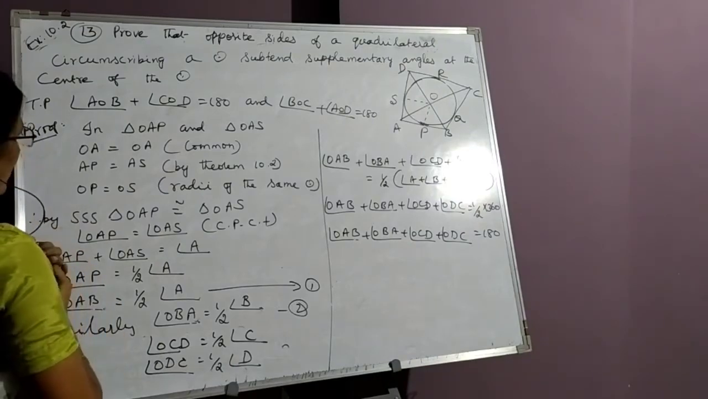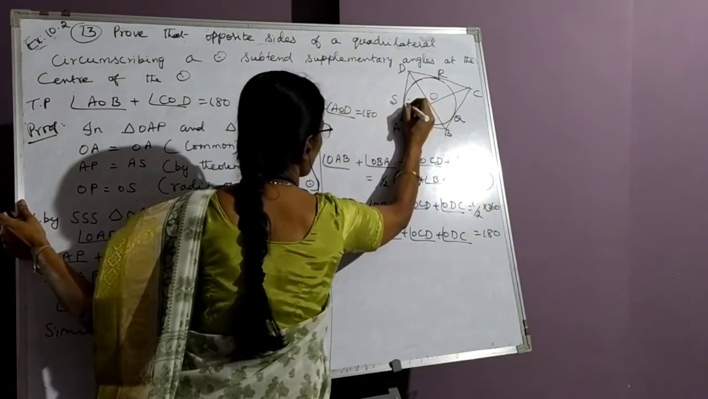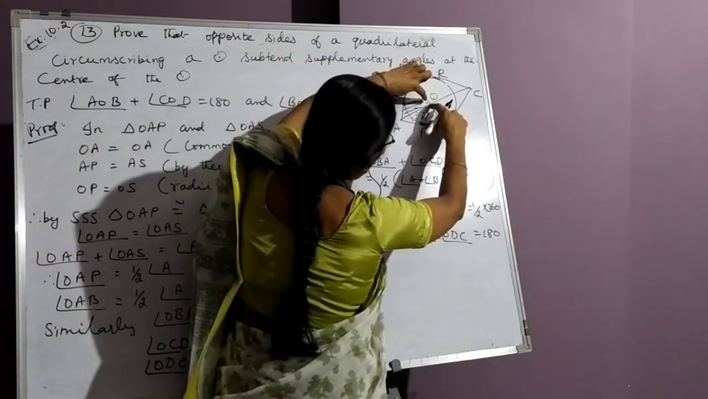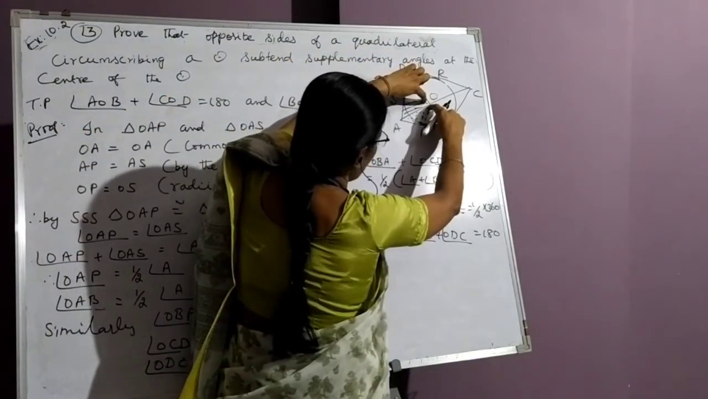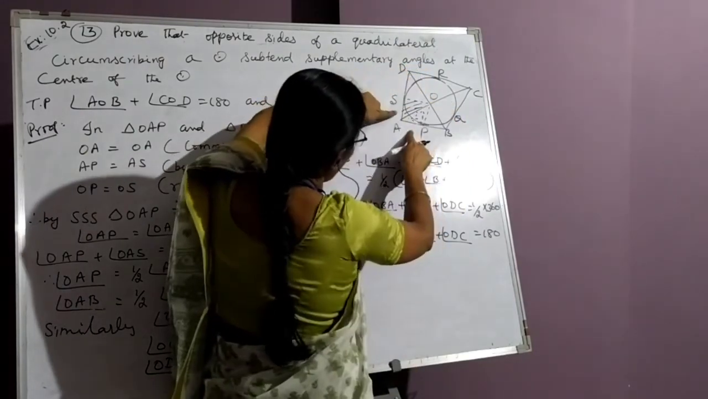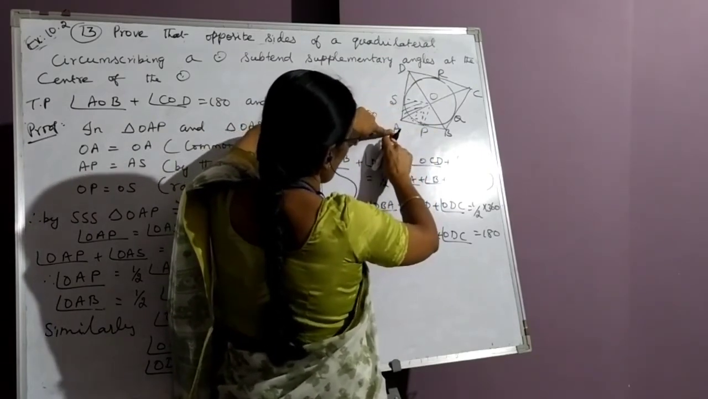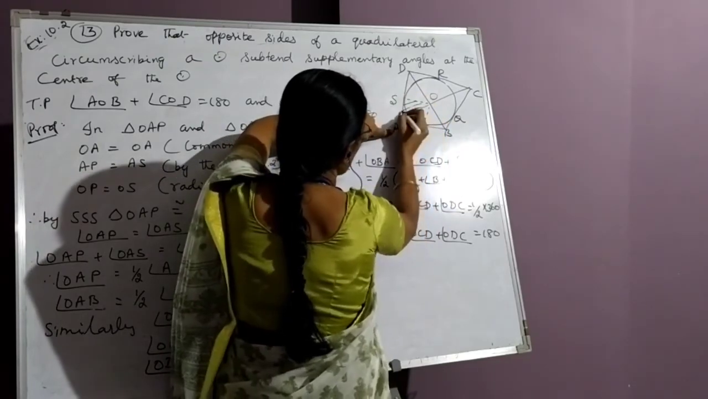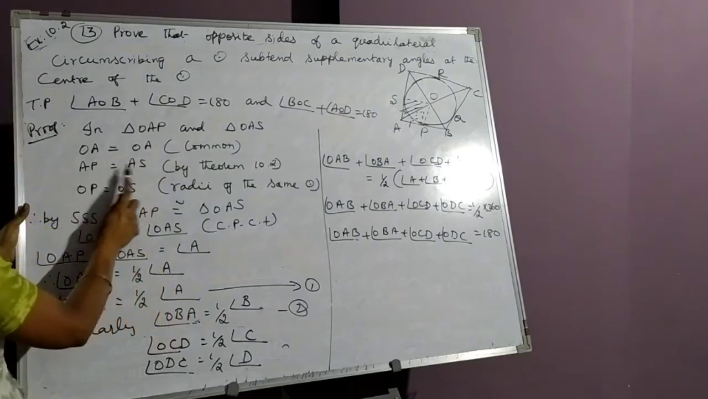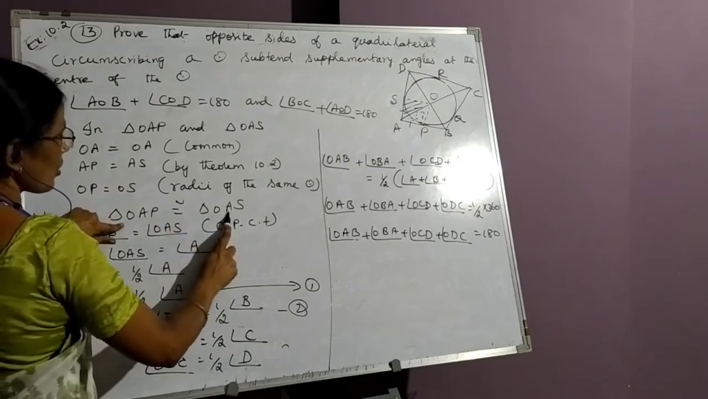In triangle OAP and this other triangle we have taken, we have proved these two triangles are congruent. OP and OS are radii of the same circle, they are equal. OA is common in both the triangles. AP and AS are lengths of the tangents drawn from the external point A. Therefore, by theorem 10.2, AP is equal to AS. Therefore, in these two triangles, all the three sides are equal. Hence, by SSS theorem, the triangles are congruent.